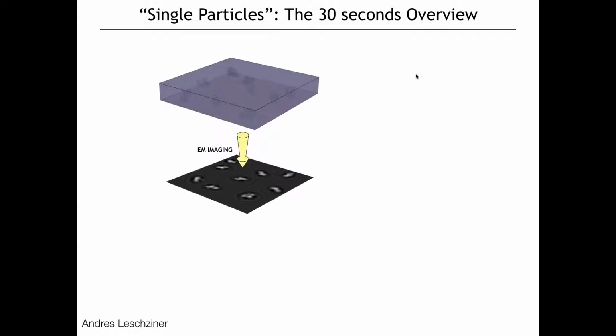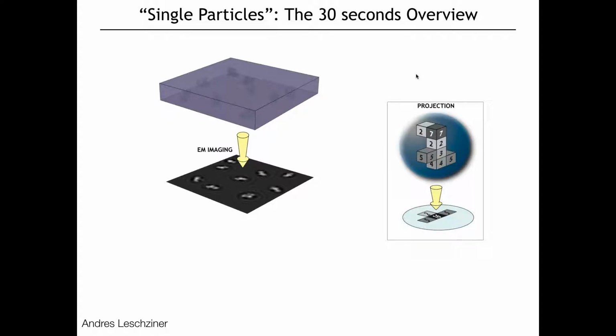The mechanism by which the information content is transferred onto the imaging medium is corrupted by what's known as a contrast transfer function, which I'm not going to describe here, but it basically has to do with how contrast is transferred and how images are corrupted in 2D projection views. We can then correct for those corruptions computationally to recover the underlying structure.